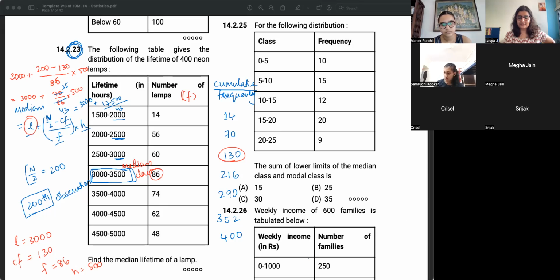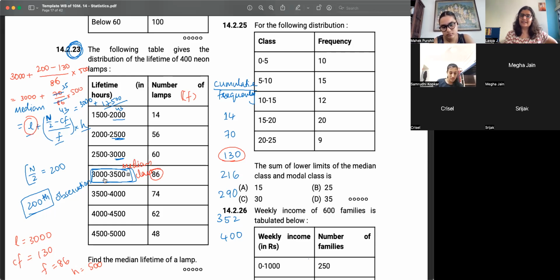Right. So this is the first question. But usually, when you're writing your final answer, it's good to give the units also. Next few questions onwards, I'll be looking at that also.